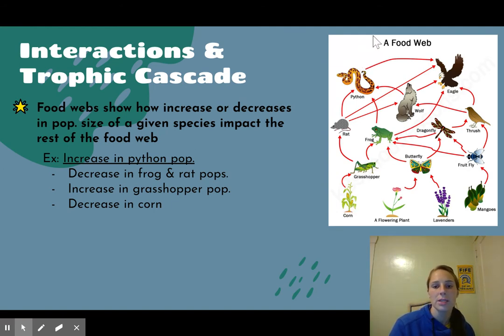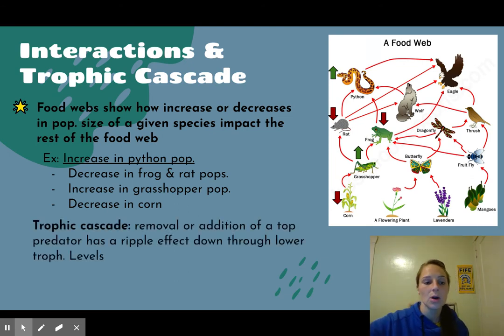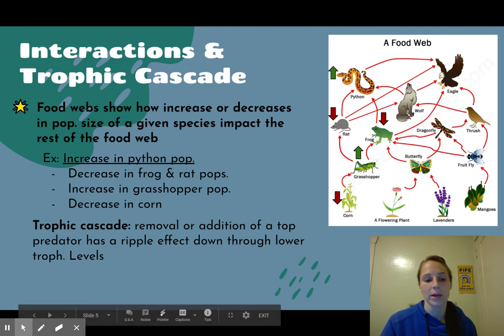So a food web shows you all this interconnectedness where it's not just a single organism like, oh, okay, pythons went up. You can follow all these other ones that it would impact by following the arrows and making connections in the food web. Oh, I forgot that I had these. So python goes up, rats and frogs go down, grasshoppers go up, and corn goes down. Now, what this is called is a trophic cascade. And a trophic cascade is the removal or addition of a top predator that then has a ripple effect down through lower trophic levels. It's like a cascading effect down those trophic levels.